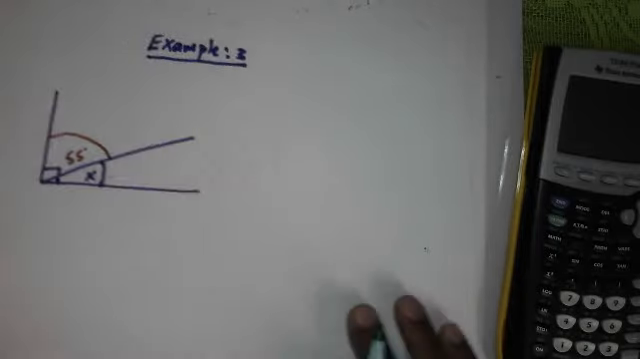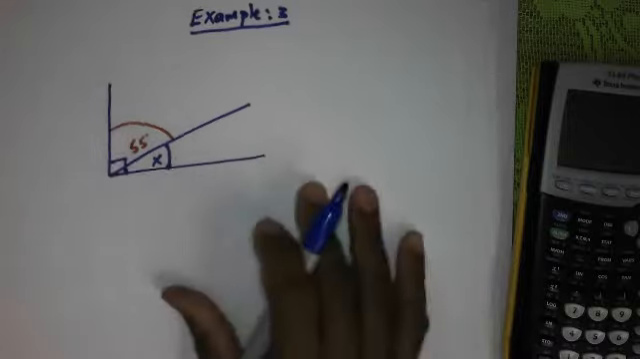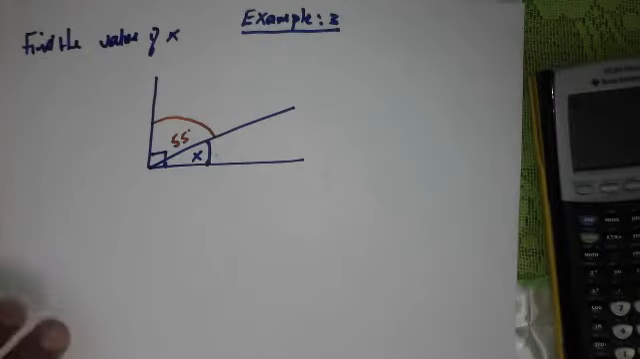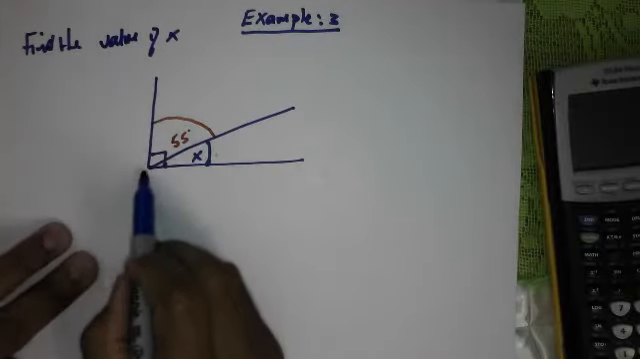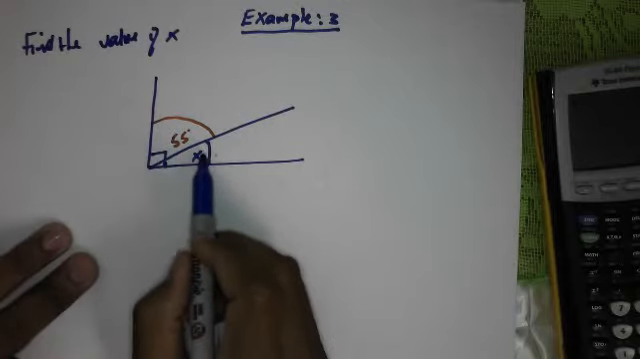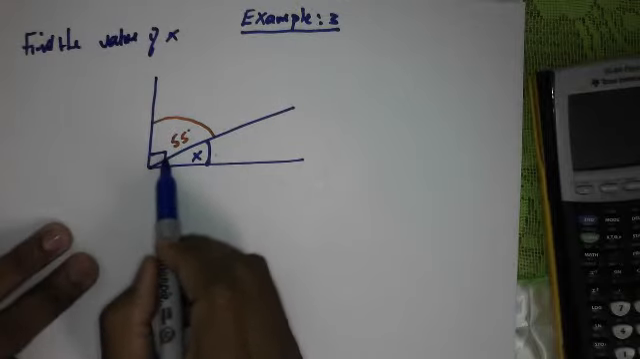Now this one here, it says find the value of x. Now, if you look at it, we see that a right angle is formed. There are two angles, but both angles form to make 90 degrees.